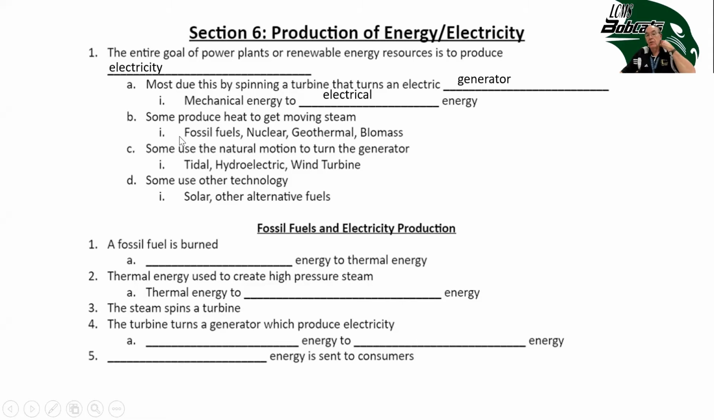Okay, so we produce heat to get moving steam. So whether it's fossil fuels, nuclear power plants, geothermal, or biomass, all of these things, the goal is to have a source of heat: burning the fossil fuels, splitting the atoms to get heat from the nuclear reaction, pumping the water down to the earth, to the magma, and to get the heat to make the steam, or burning the methane from the trash dumps so that you can get the steam. So all of it is to get the heat to make the steam, and then it uses the steam to turn a turbine to turn the generator.